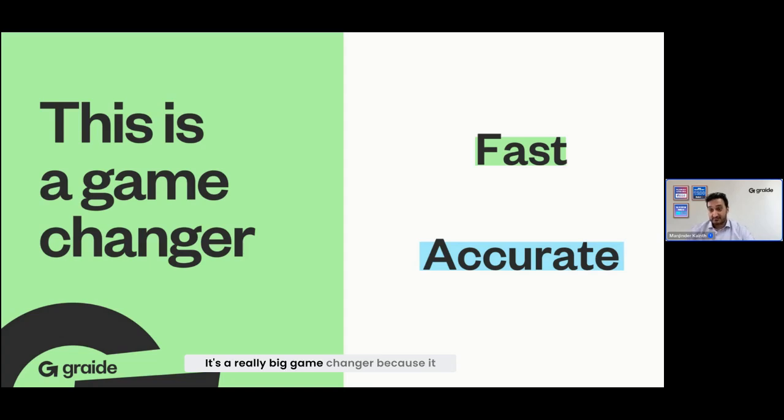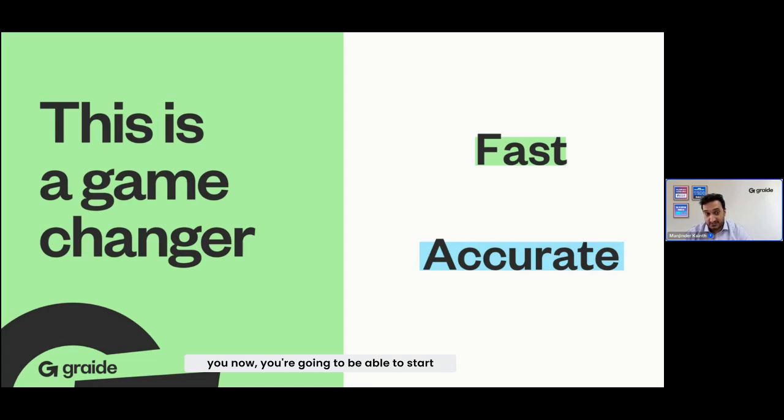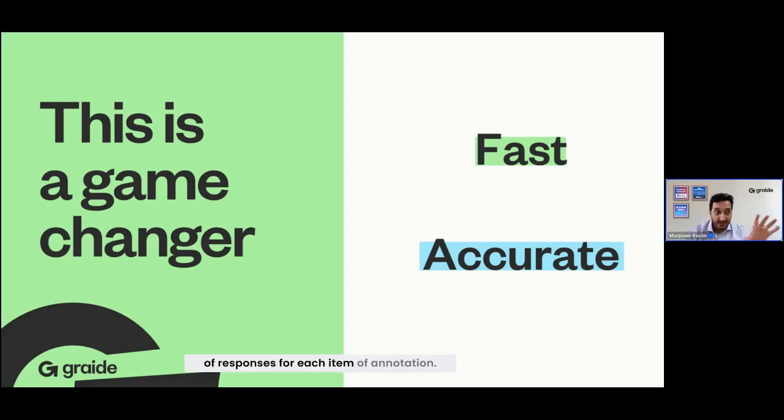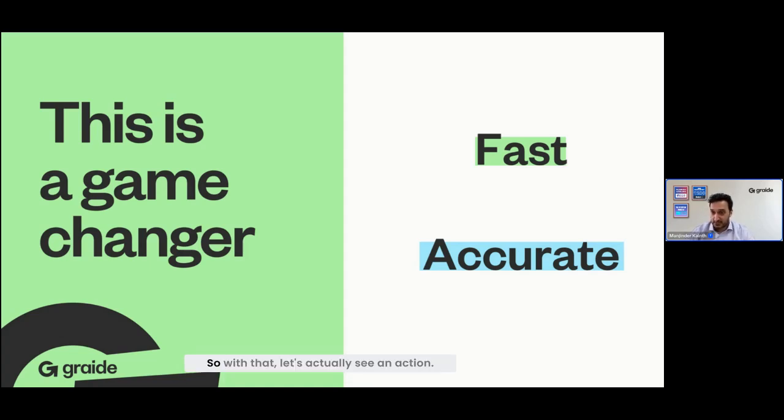And it's a really big game changer because it is incredibly fast and it's also incredibly accurate. So in the few examples that I'm going to show you now, you're going to be able to start getting suggestions from the artificial intelligence in a handful of responses for each item of annotation. And also it's remarkably accurate. We can get similar levels of accuracy as before, depending on the amount of data that you've processed through. So with that, let's actually see it in action.